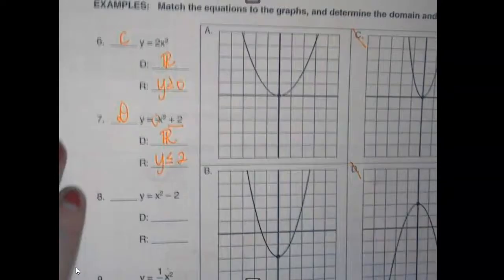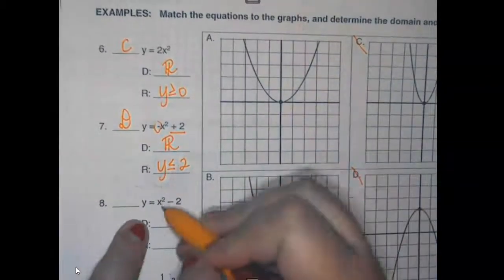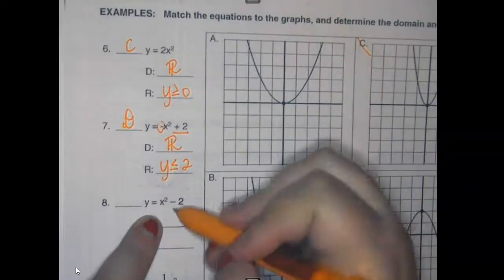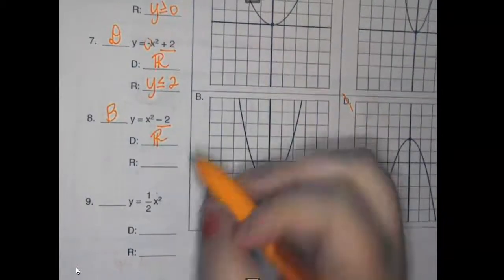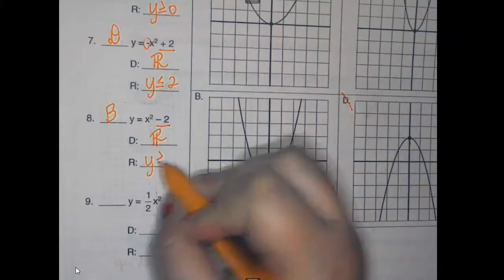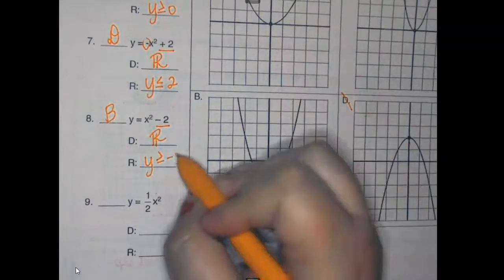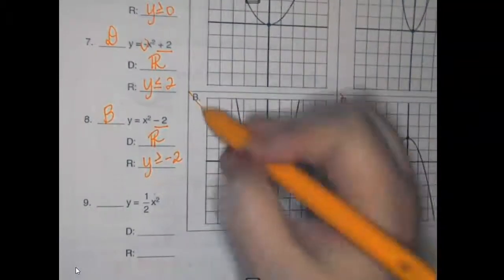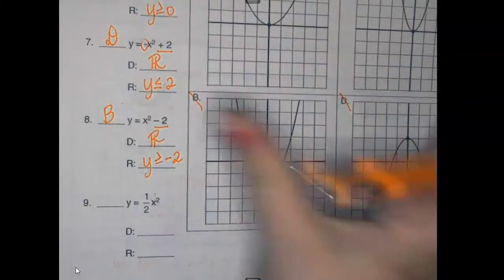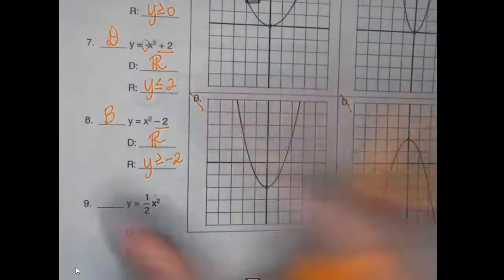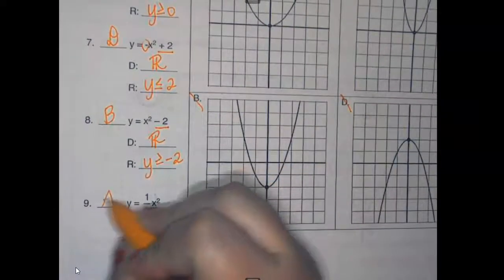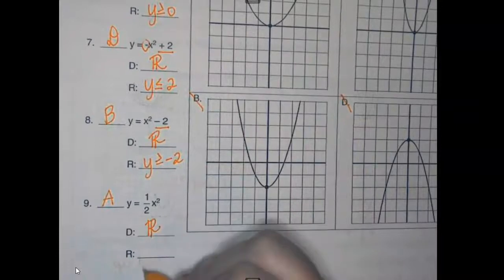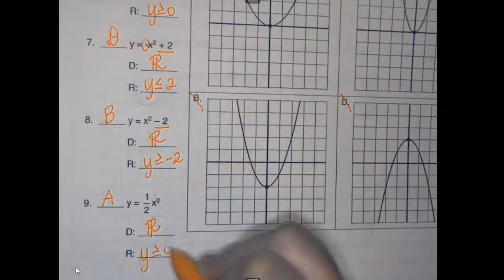Alright, so now let's look at the next number. We have a positive, so it's going to open upwards, but it's shifted down, which matches D. And so that's all the real numbers as my domain. And my range is going to be y is greater than or equal to -2. And then for the 1/2, it got fatter, it compressed. So it's going to be A, domain's all real numbers, y is greater than or equal to 0.